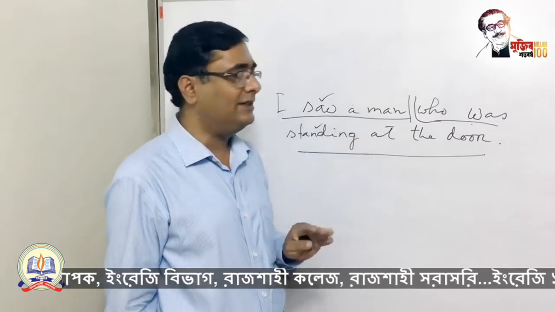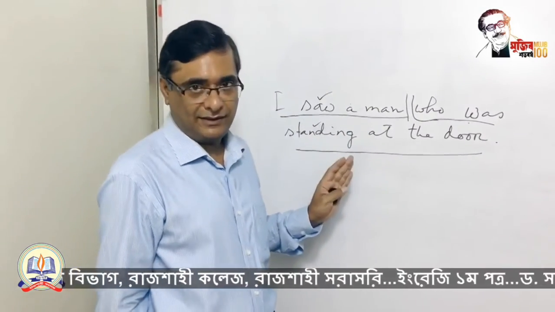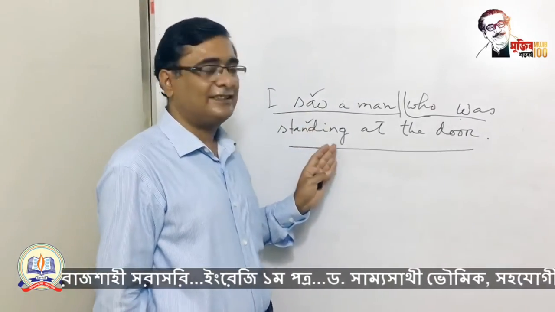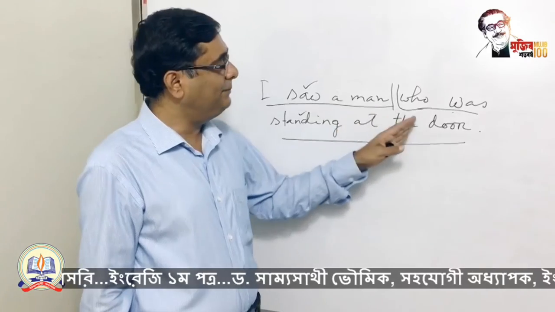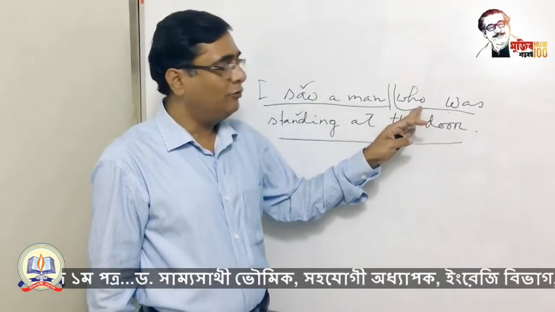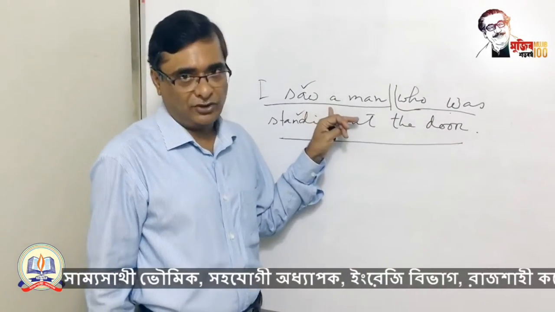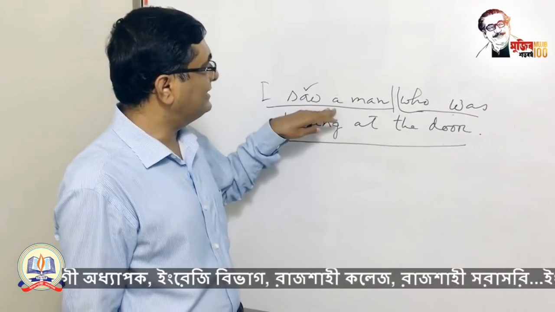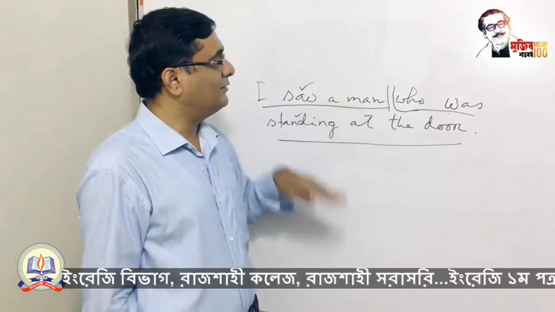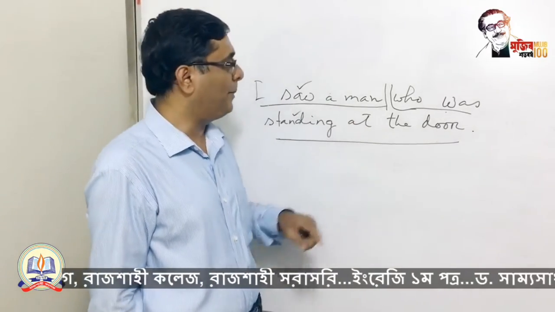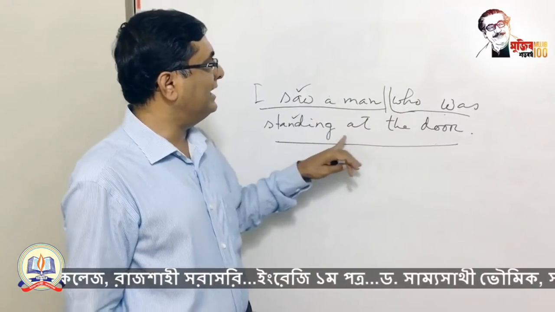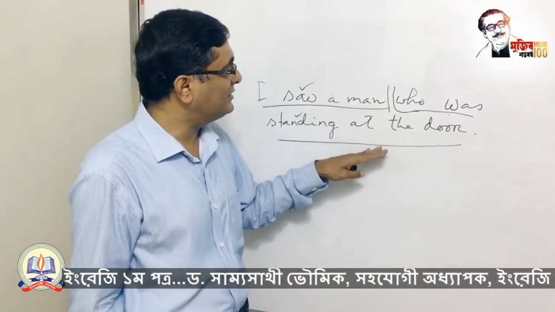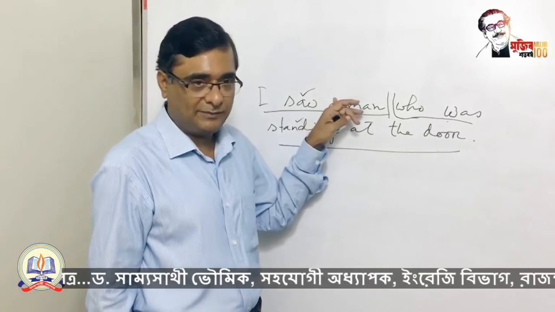Principal clause is basically the clause which is independent, which can express its meaning independently. And dependent clause is that kind of clause which depends on the principal clause for its meaning. Now you can easily understand: "I saw a man", this clause can express its meaning clearly. On the other hand, "who was standing at the door", this clause cannot express its meaning clearly because it has to depend on this principal clause.